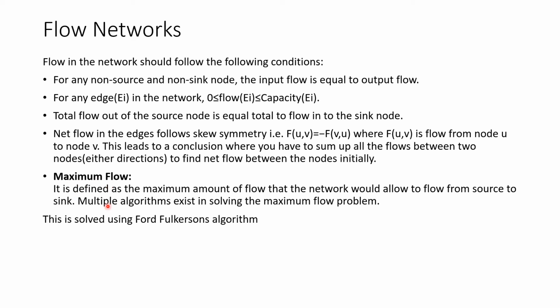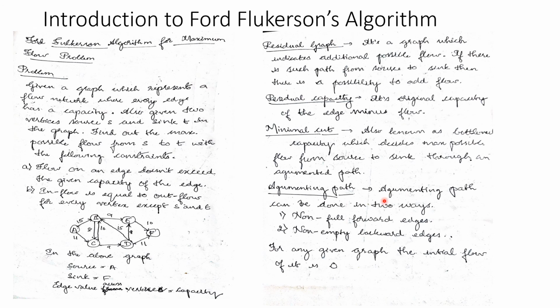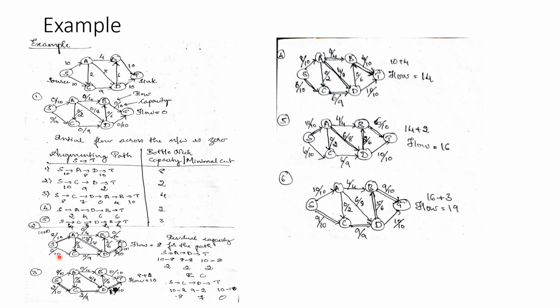And next, what kind of problem are we going to address here? It is the maximum flow. So the maximum flow is what? It says non-empty backward edges. You can see here, each time the capacity is incremented by 1, and that value is again dependent on the minimal cut.